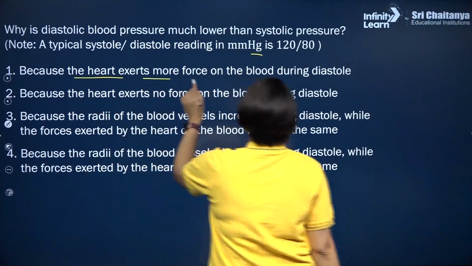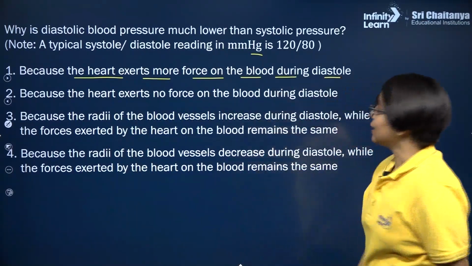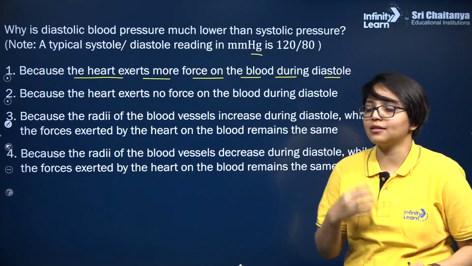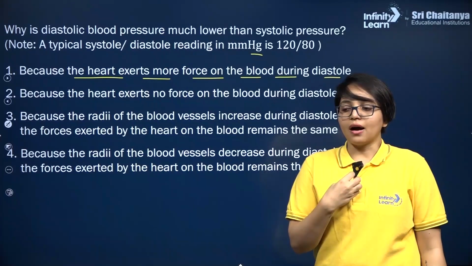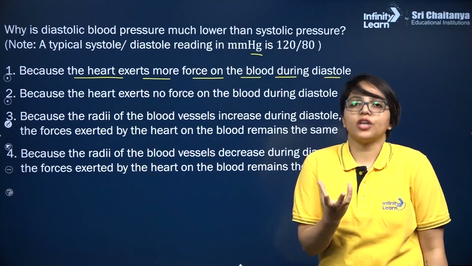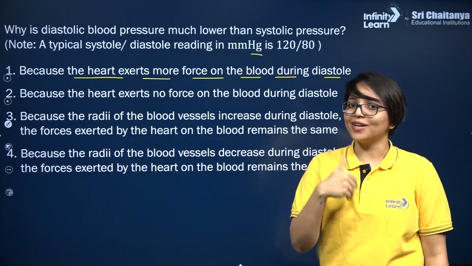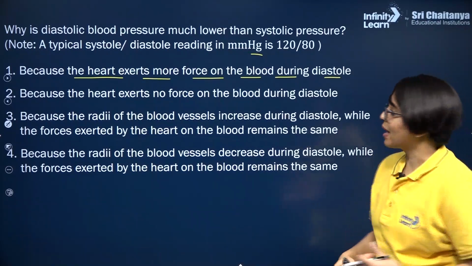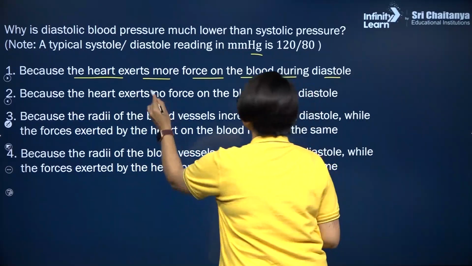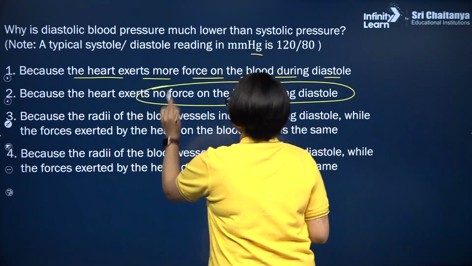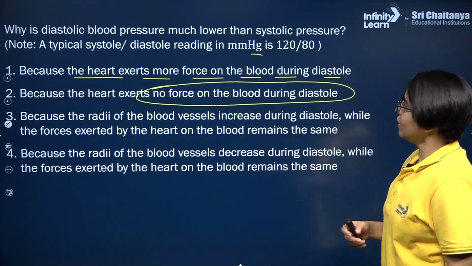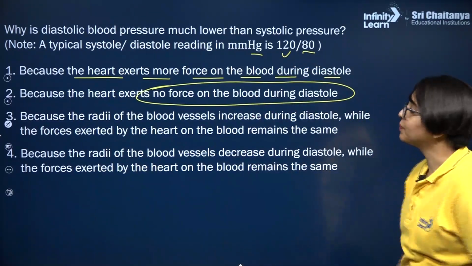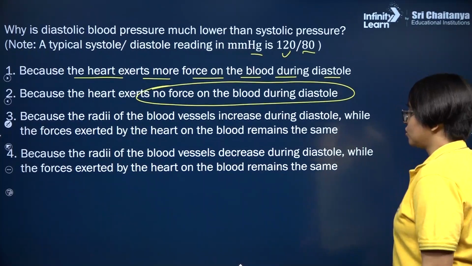Because the heart exerts more force on the blood during diastole. Diastole is related to relaxation cycle of the heart. In the diastole cycle, the heart will open all of its chambers so that blood can flow easily, right? So basically in diastole cycle, heart exerts no force on the blood. That is why the blood pressure in that is less as compared to systole. Okay. So correct answer is option 2.